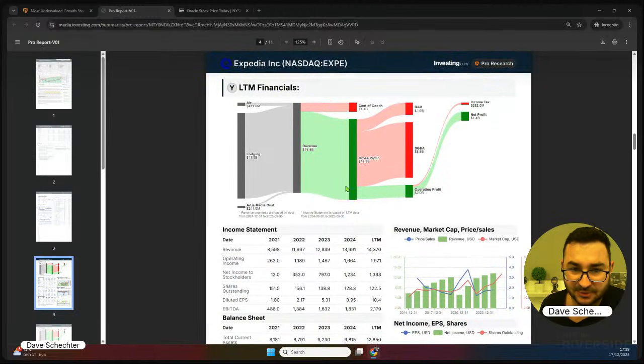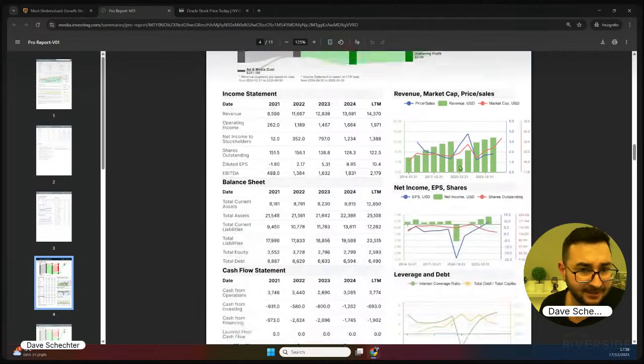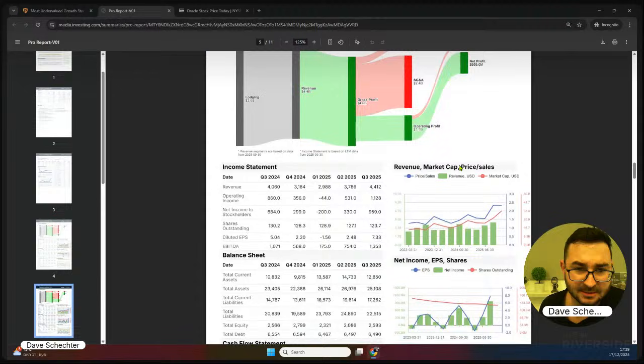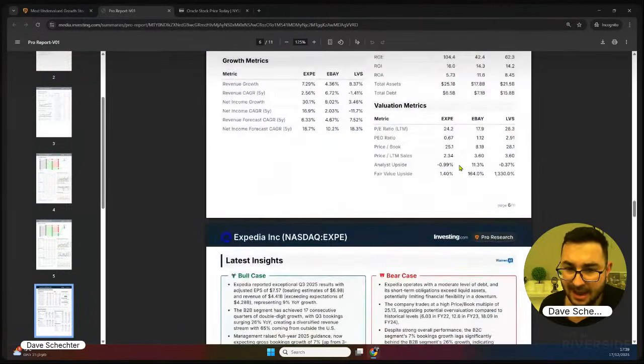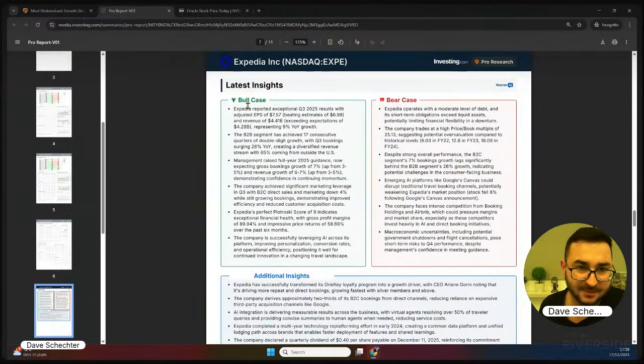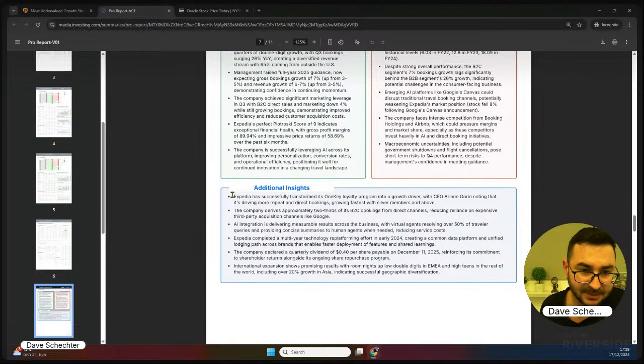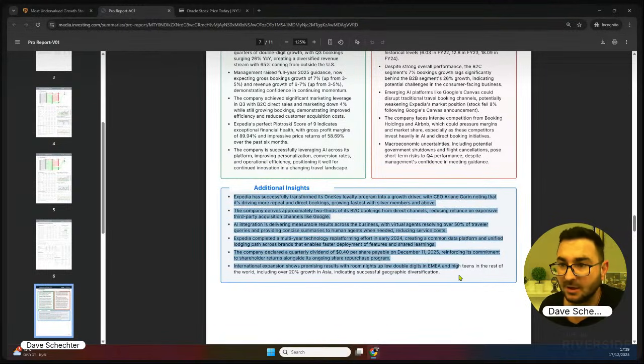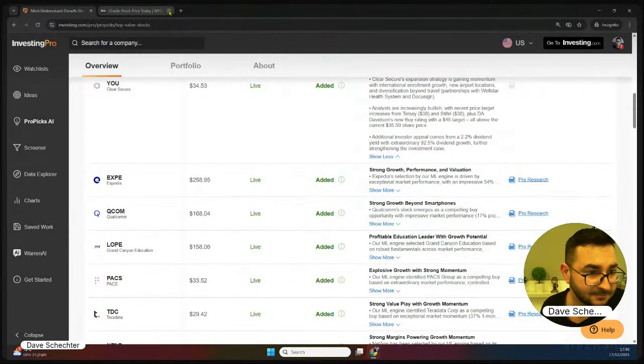Here's the financial flow chart of all of their revenue, where it's going to profit, and where things are going into R&D. Here are the income statements, Q3 financials, and this is my favorite segment, which is the bull case and the bear case, why I should buy the stock or why I should not buy the stock, and of course, some additional insights. So these are in PDF format. You can go ahead and download them and share them with your friends and family. Excellent.